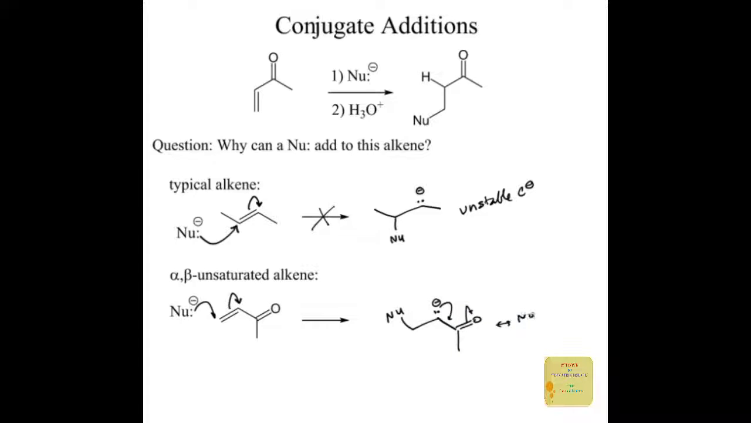We come back to recognizing the fact that we get this enolate intermediate. We get a resonance stabilized intermediate, and that's why, remember, we call this guy an enolate. And that's why in this case, nucleophilic addition is okay for an alpha-beta unsaturated alkene, but not for any other ordinary alkene. This is really a reaction that's unique to enones.